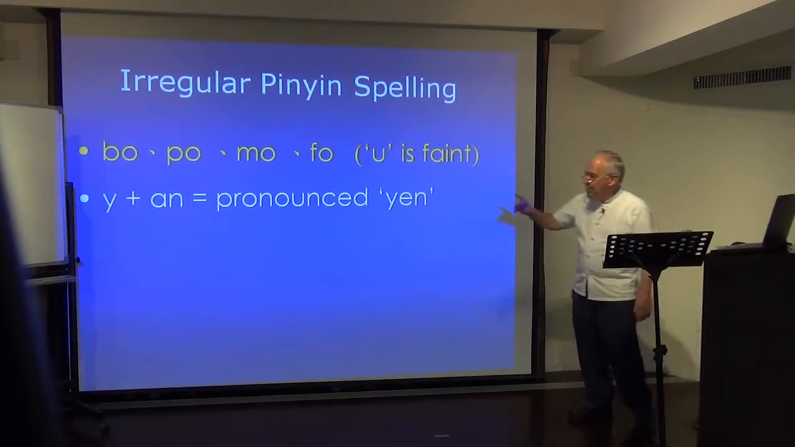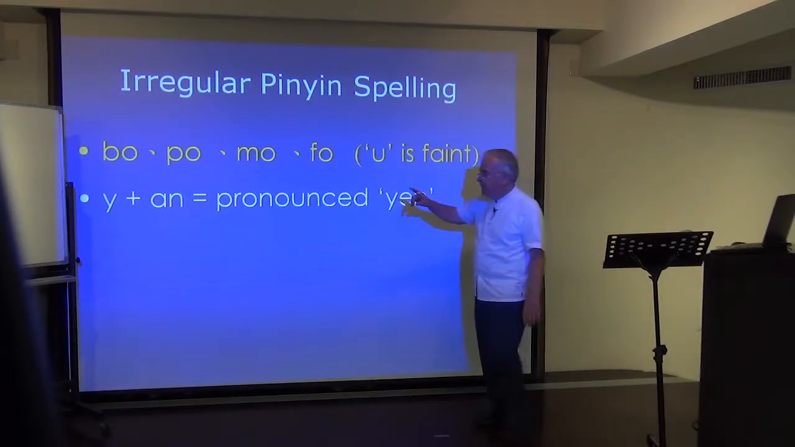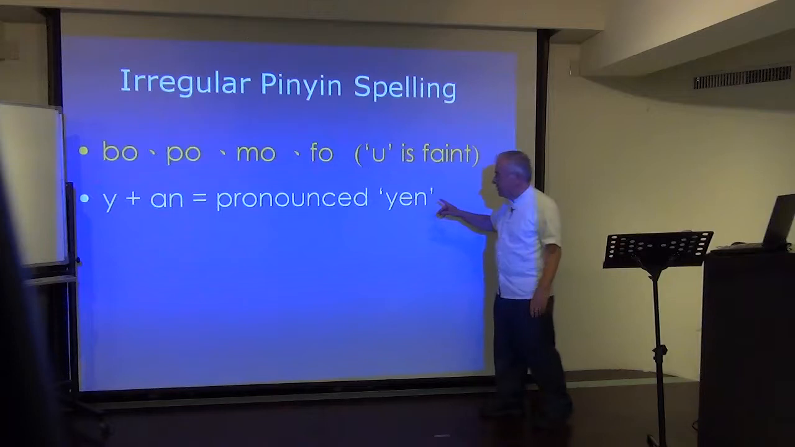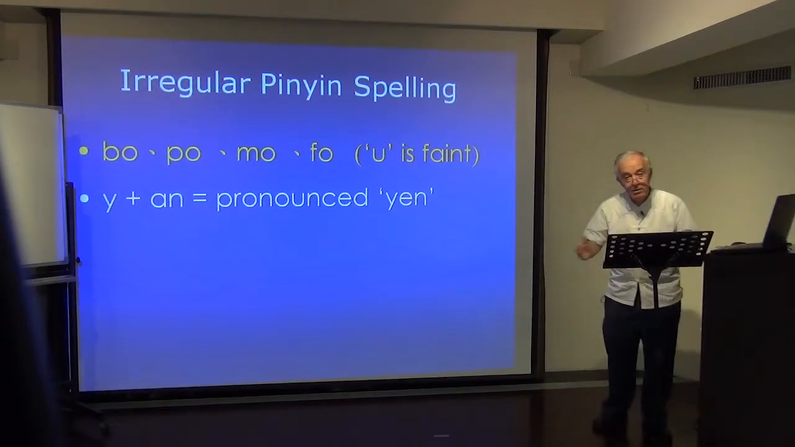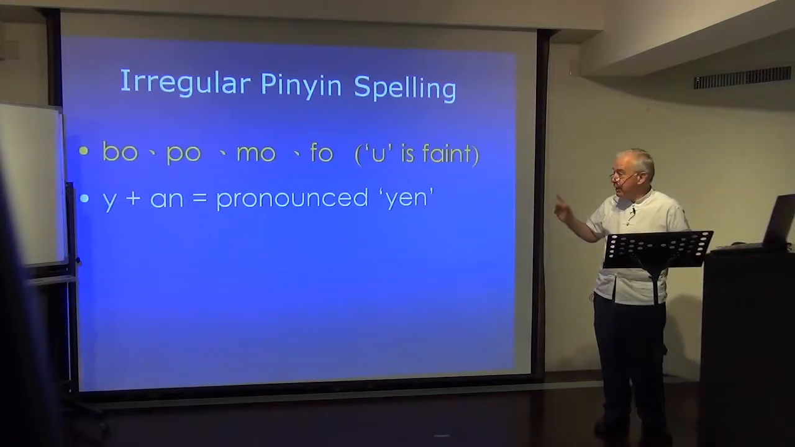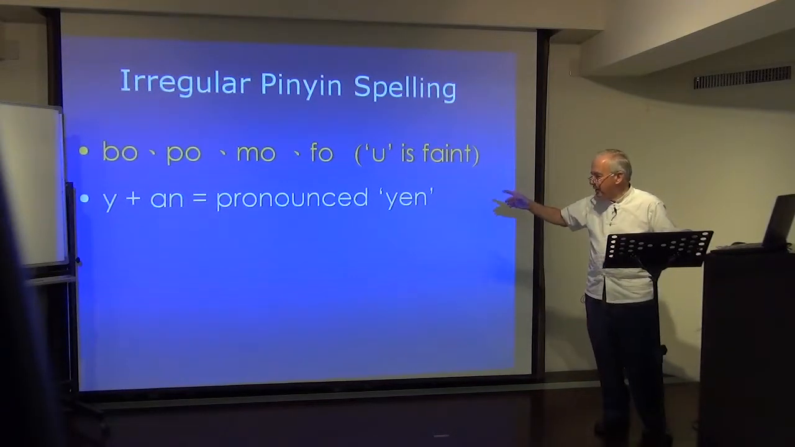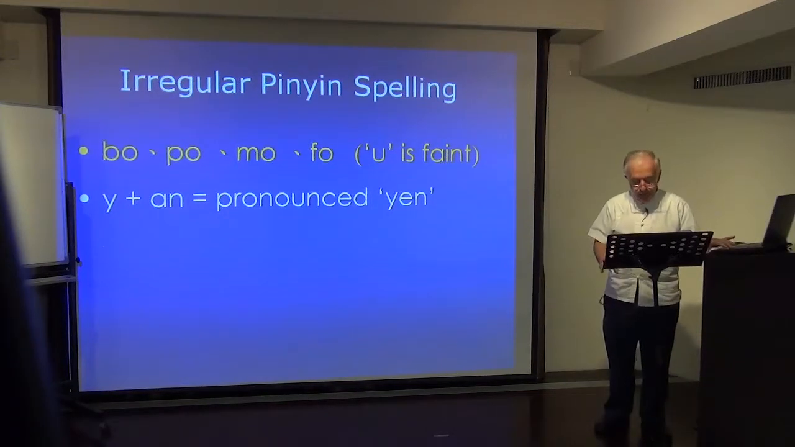Secondly, Y plus AN isn't yan, but is pronounced yen. And so we have the word, say, bian, as in pang bian, is spelled B-I-A-N, but is pronounced as though it was B-I-E-N. Bien.